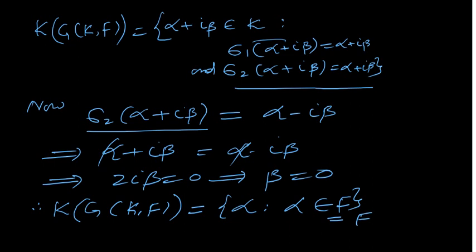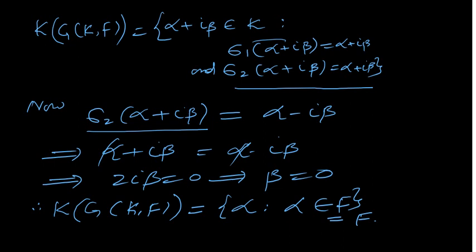But this is not true in general. The fixed field of G(K/F) need not be equal to F in general. In general it is not equal to F. Okay, and we will see that this fixed field K^G(K/F) will contain at least F. F is a subset of this field actually. So here in this case they are equal, both are equal, but in general it contains it.